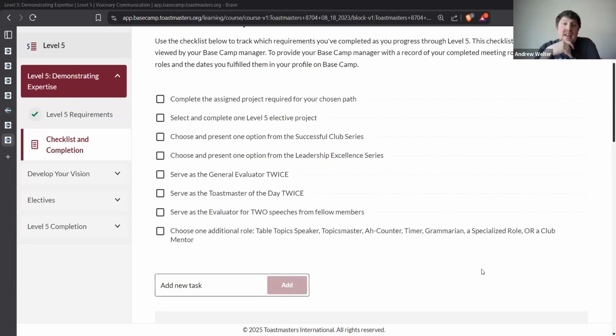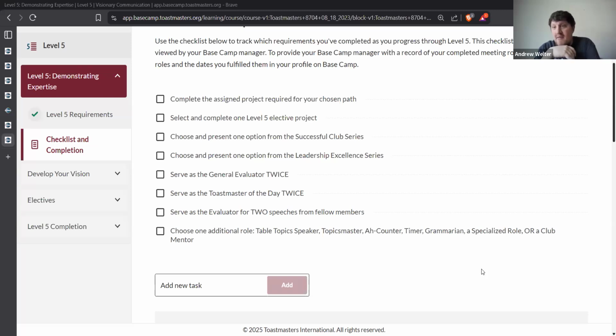So you can finish all of the speech requirements for level 3 ahead of time. But the roles you have to wait until you get to level 3 before you can fulfill them. That is how they have it worded currently. So you can have all the speeches done, but to do the roles, you have to wait till you're in level 3. Now, obviously, there's nothing that says that you can only get credit for one role in one meeting.